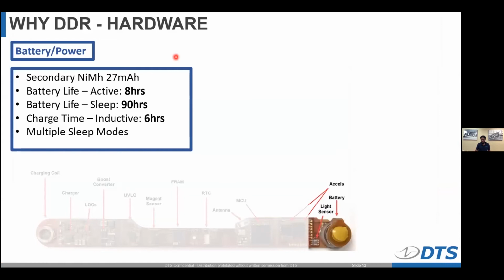The battery that we've chosen for this device is a 27 milliamp hour nickel metal hydride secondary battery. If the device is active, you have about 8 hours of battery life. If the device is asleep, you have about 90 hours, and it takes roughly 6 hours to charge the device via the inductive charging coil. And the DDR comes with multiple sleep modes, which helps us manage some of the power.